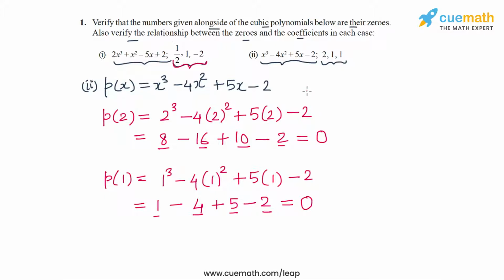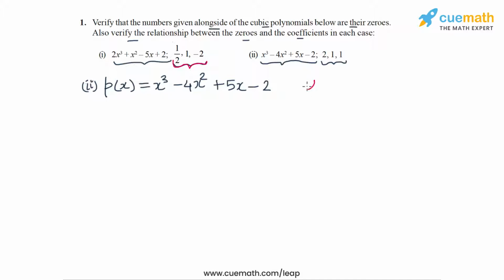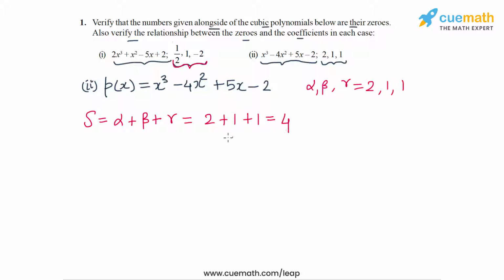Now let's verify the relationship between the zeros and the coefficients, just like we did in part 1. So let's name the zeros alpha, beta and gamma. So alpha, beta, gamma are 2, 1 and 1 respectively. Now let's find the sum, the sum taken 2 at a time, and the product of the zeros using both the zeros themselves as well as the coefficients. So the sum of the zeros is alpha plus beta plus gamma. This is equal to 2 plus 1 plus 1 or 4. So this value we derive from the zeros themselves, and from the coefficients this should be equal to minus of the coefficient of x square, so minus of minus 4 over the coefficient of x cube. So the coefficient of x cube is 1, so this is equal to 4. So the sum is 4 from both the zeros as well as the coefficients.